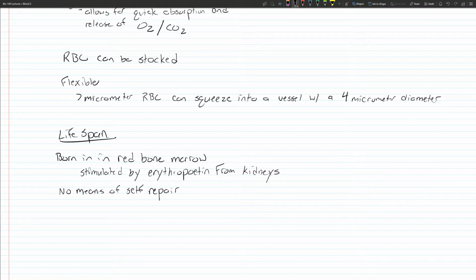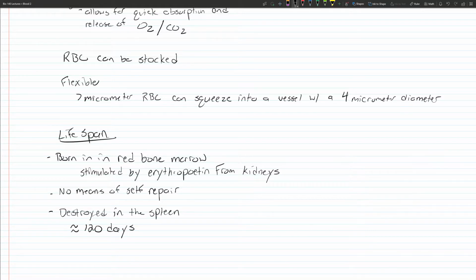When it is time for them to die, they will be destroyed in the spleen. How long is this? Approximately 120 days. That's how long the average blood cell will live. Now you might ask, what if you don't have a spleen? Well, then the liver does the job. So that's it. The lifespan is 120 days. Where are they born? Bone marrow. Where do they die? The spleen.